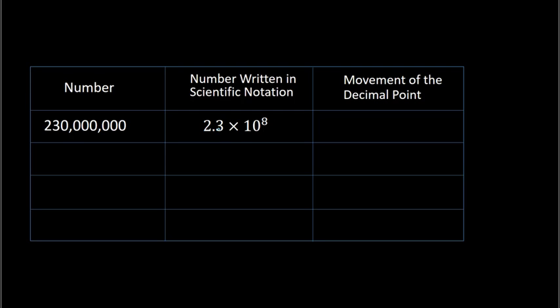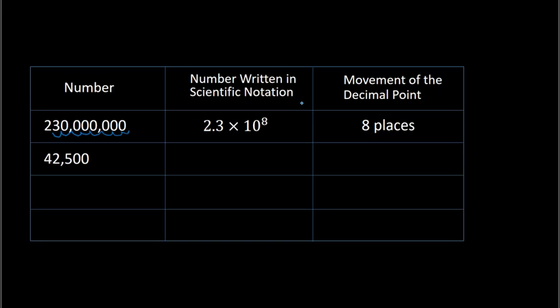The power we raise this to depends on how far we move the decimal place. So the decimal started here. We moved it over 1, 2, 3, 4, 5, 6, 7, 8 places. So we moved it 8 places, therefore the exponent would be 8.